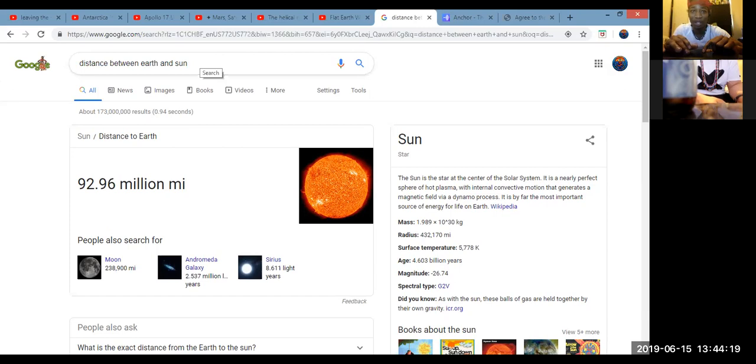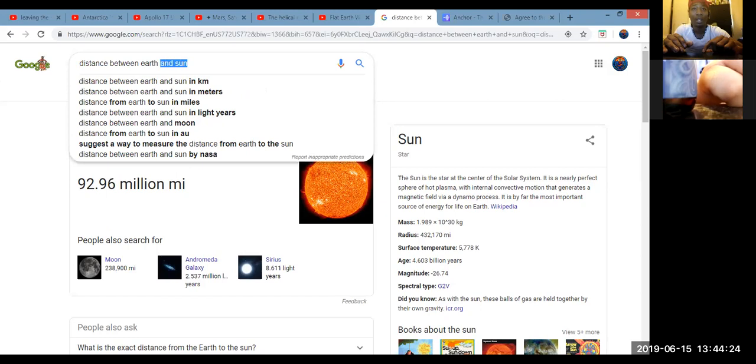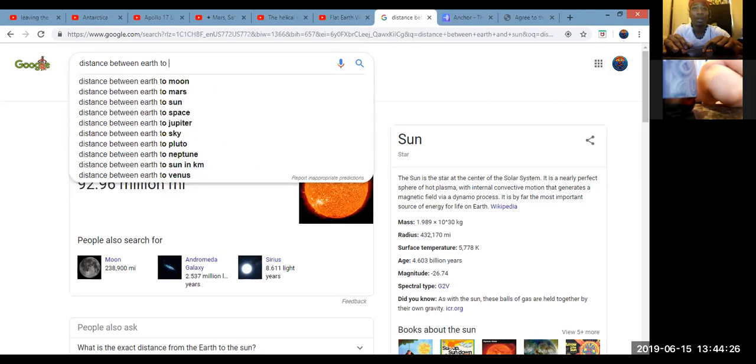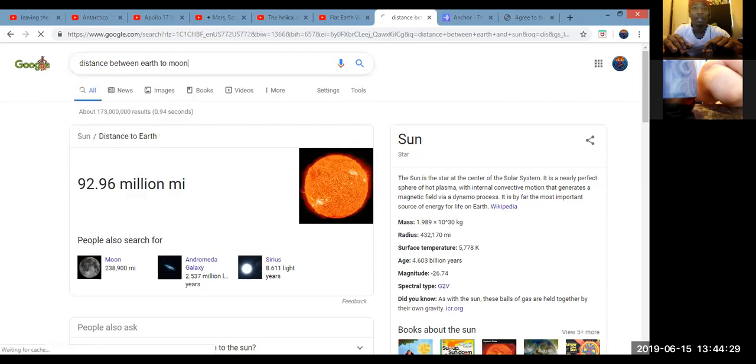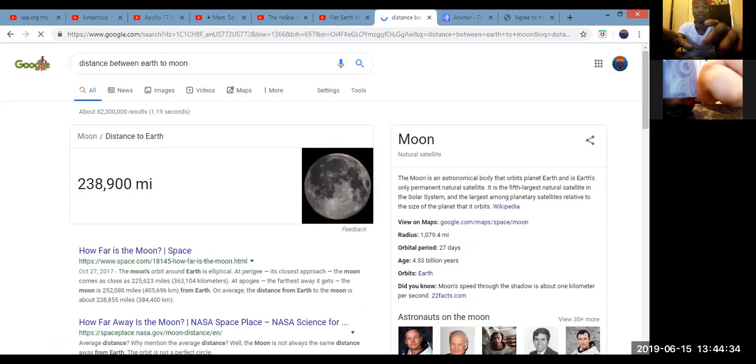And we're going to get the distance from Earth to Moon. And that's about 238,900 miles away. I'm going to do this kind of slowly because we have to get this out of the way.